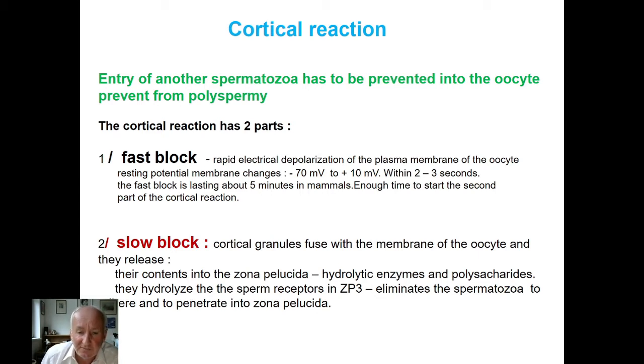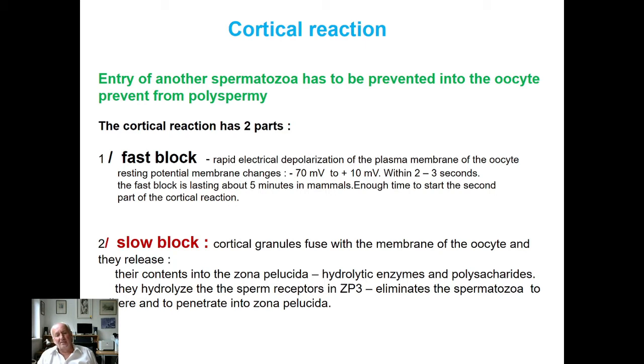Cortical granules fuse with the membrane, and the contents are released into the zona pellucida. Those enzymes and polysaccharides change the chemical composition of the zona pellucida, and this will not give the chance to a next spermatozoa to move through the zona pellucida. This is one very interesting thing which happens.